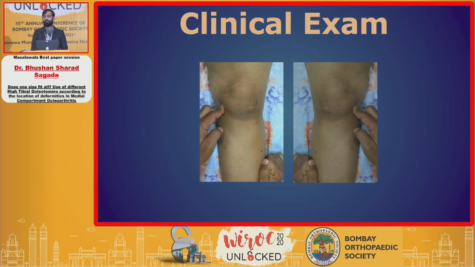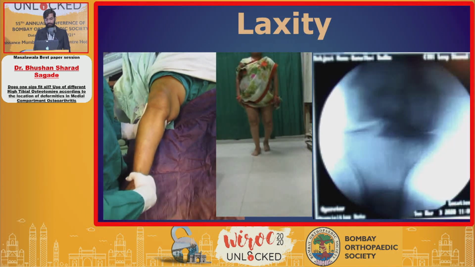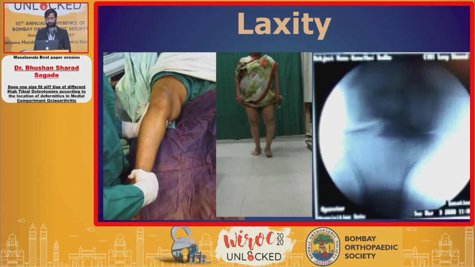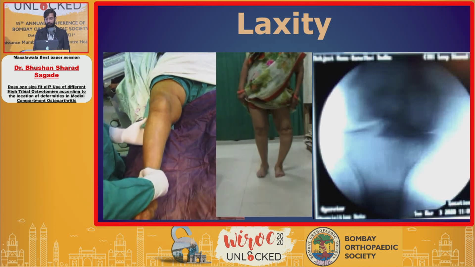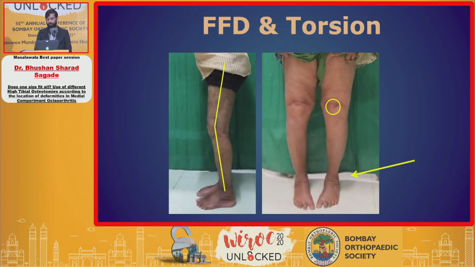Clinical examination consisted of eliciting tenderness in the medial and lateral compartments and documenting the range of motion. We elicited mediolateral laxity in the supine position, dynamic varus while walking, and also documented laxity under anesthesia. Fixed flexion deformity was documented only clinically, and torsion was documented only clinically. We did not use CT scans for determining rotational problems.